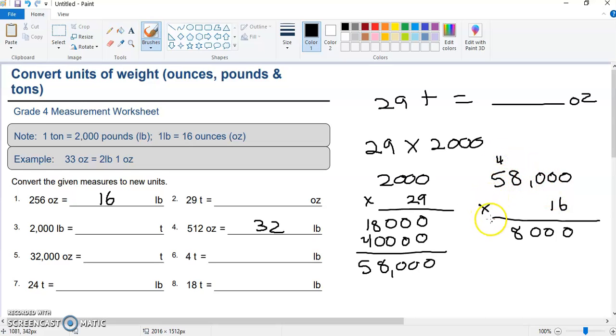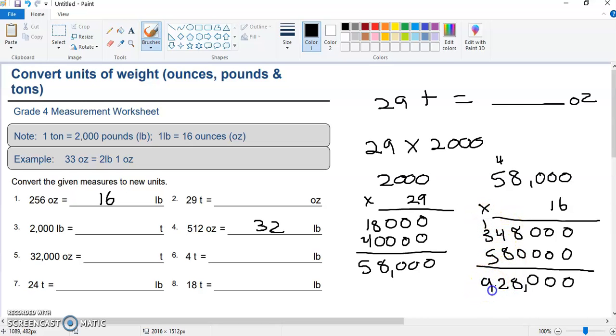6 times 5 is 30, plus 4 is 34. So you can see this number is going to be quite large. Bring down the 0. 1 times 0, times 0, times 0. 1 times 8, and then 1 times 5. 0, 0, 0, comma, 8, 12.